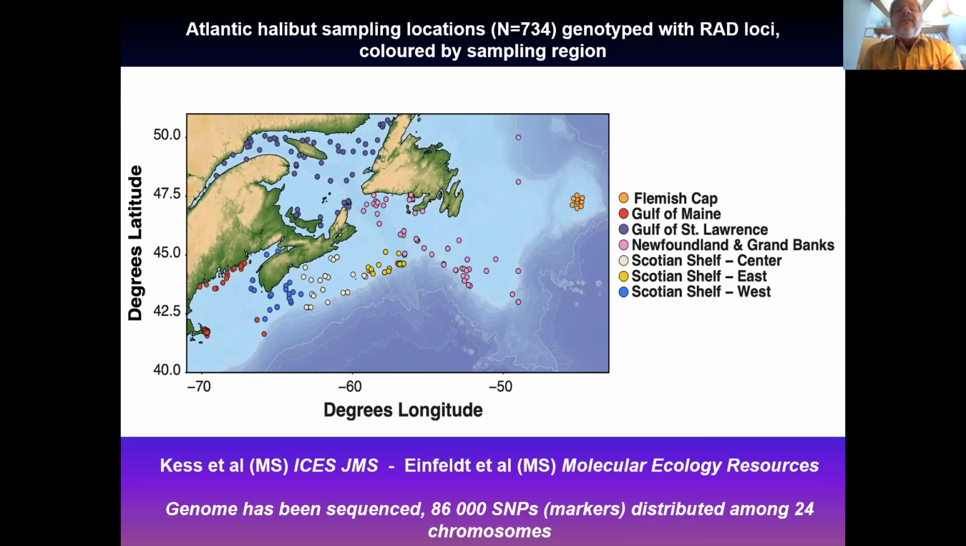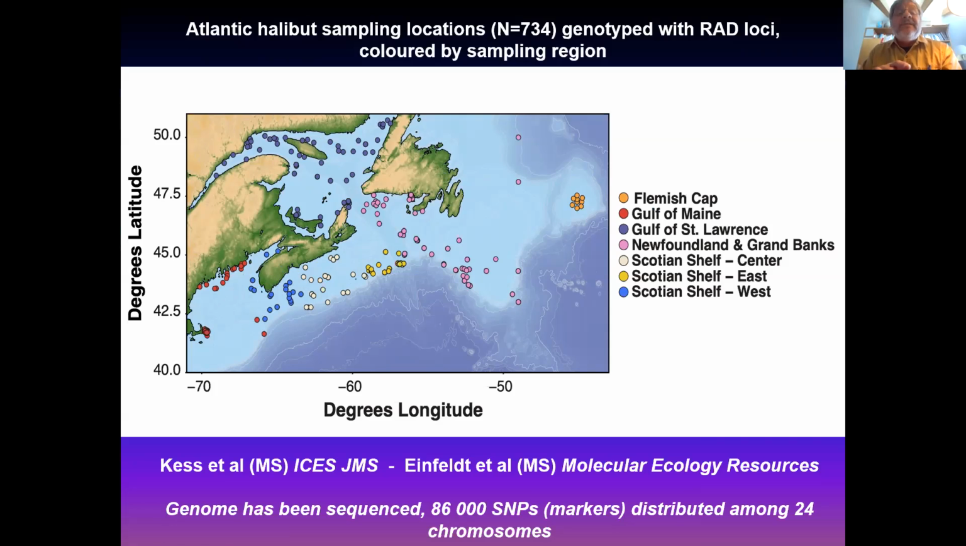These are collections of halibut from throughout the Northwest Atlantic: from Flemish Cap over here, the Gulf of Maine, southwest Nova Scotia, the Scotian Shelf, Eastern Scotian Shelf, Gulf of St. Lawrence.